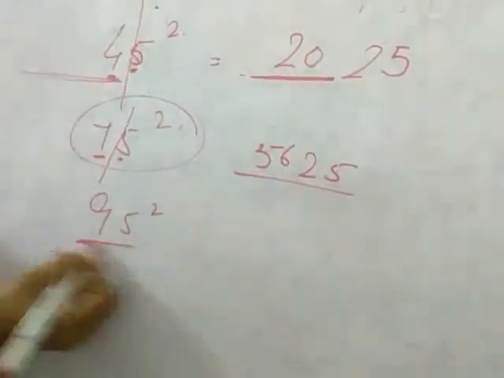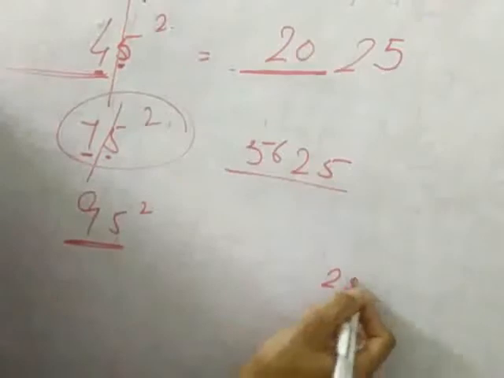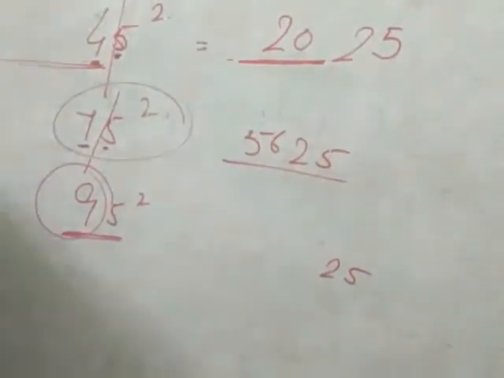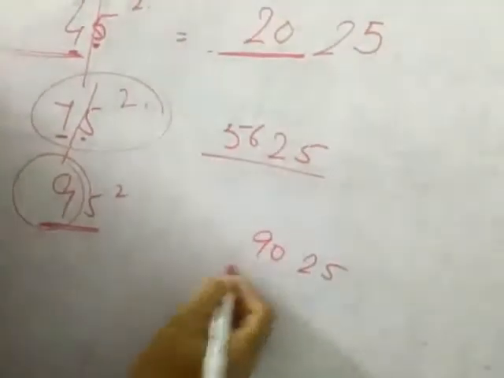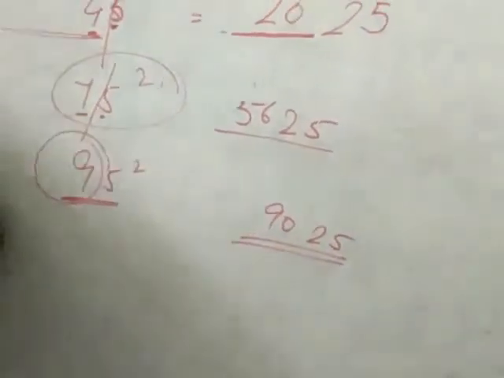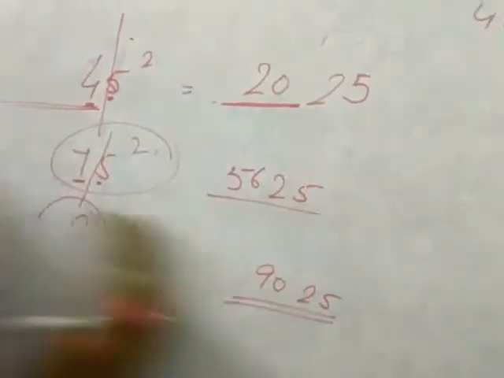Yes, now think of 95 square. 25 at the end. 9 is there. So what is the next number to it? 10. So 9 tens are 90. Isn't it interesting? You can play this game with your friends, to see who gives the answer first. Okay, so this was one short trick.